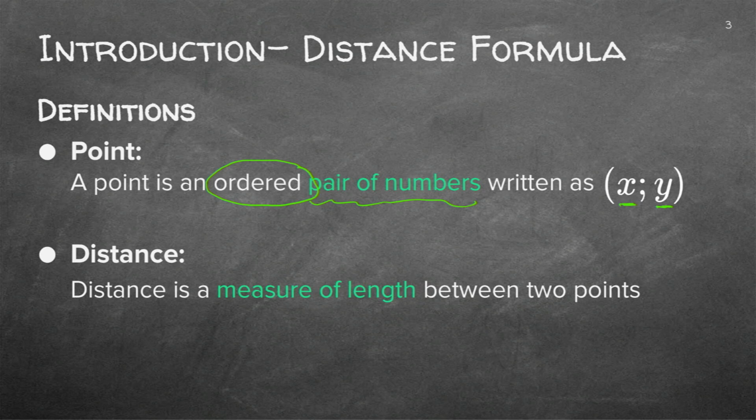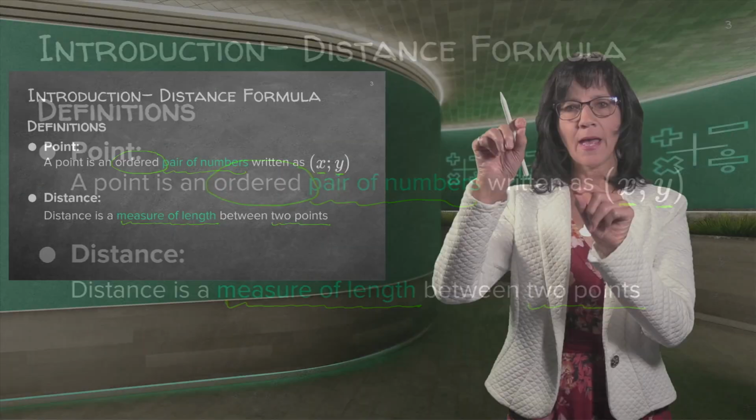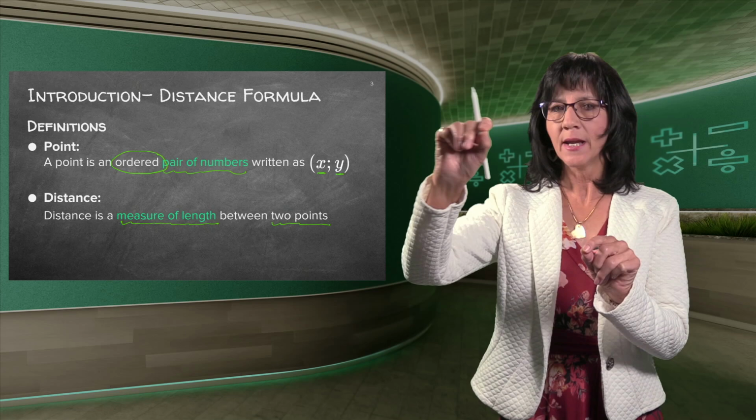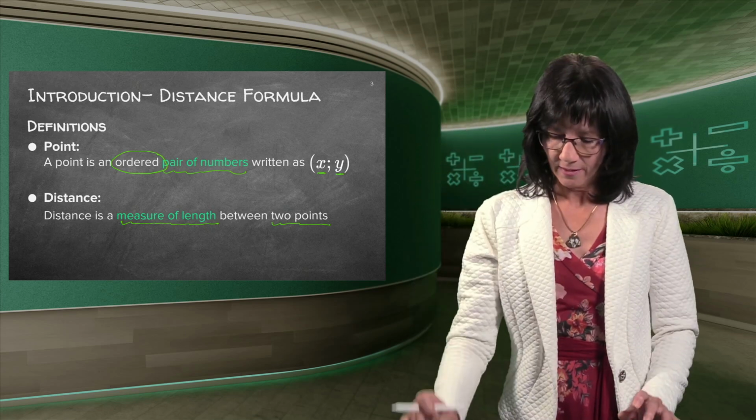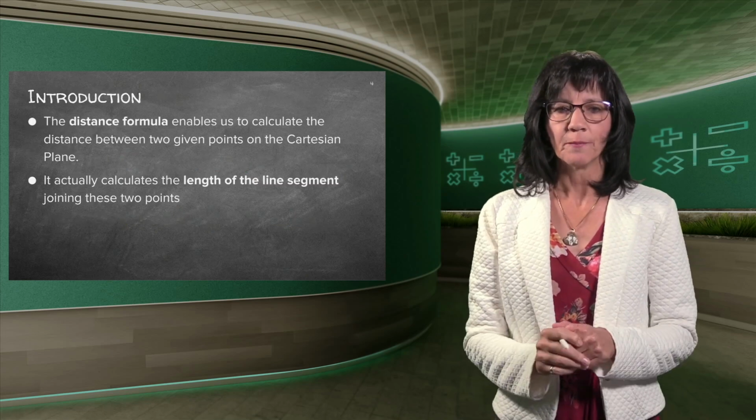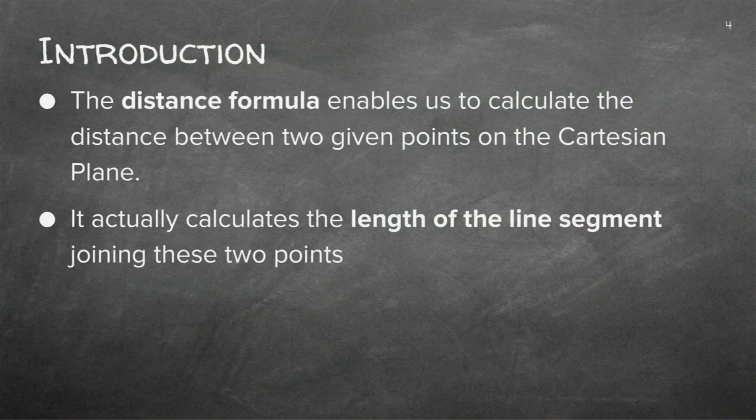Then distance is the measure of a length between 2 points. So if I have my points and I connect them, how do I find out the length of that piece of line between the 2 points? Good. So the introduction is just what we said now. We're going to do the distance formula. It's the distance between 2 points, so it's the length of a line segment. That's just another way of describing it.